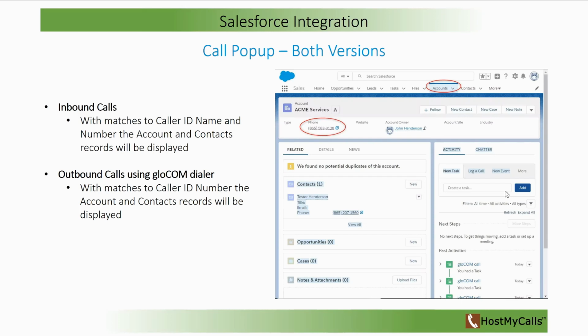Any number that is dialed for an outbound call is also searched within Salesforce.com, and any potential matches for that outbound dialed telephone number are displayed. One great benefit of this outbound feature is if the user has memorized a telephone number, they can simply dial it with their telephone, and the Salesforce.com record is automatically brought up.